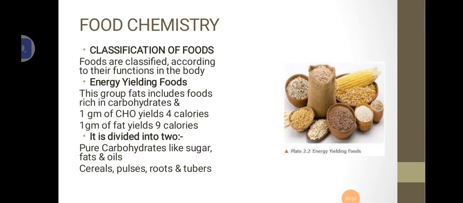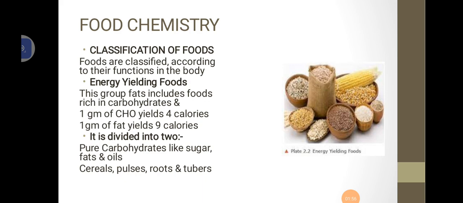Food chemistry. Classification of food. Foods are classified according to their functions in the body. Energy yield food is divided into two other categories. This group includes food rich in carbohydrate and fat. 1 gram of carbohydrate yields 4 calories. 1 gram of fat yields 9 calories.